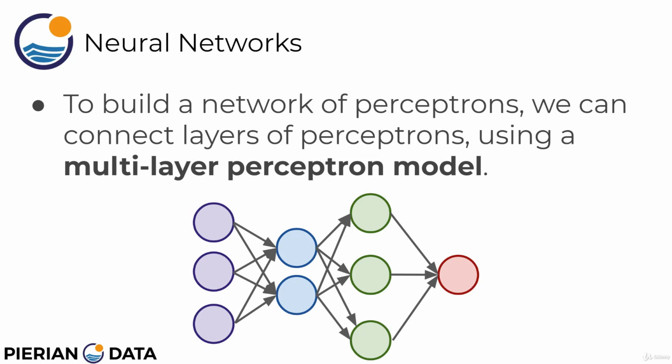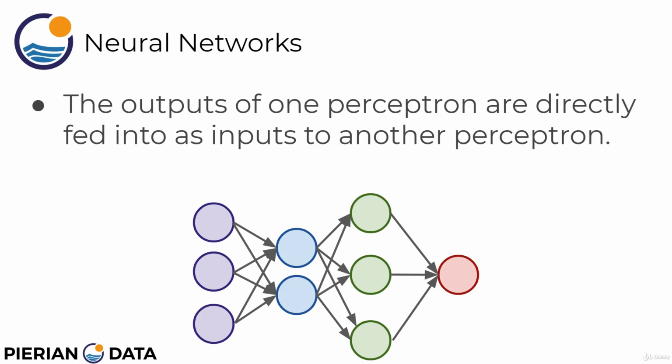We'll learn about different types of layers and different network configurations like recurrent neural networks and convolutional neural networks in future sections of the course. But right now, we're just focused on a feed forward network, that is to say that all the information is going from the input layer all the way to the output layer. And it's fully connected, which means every neuron in one layer is connected to every neuron in the next layer. So the outputs of one perceptron are directly fed as inputs to another perceptron.